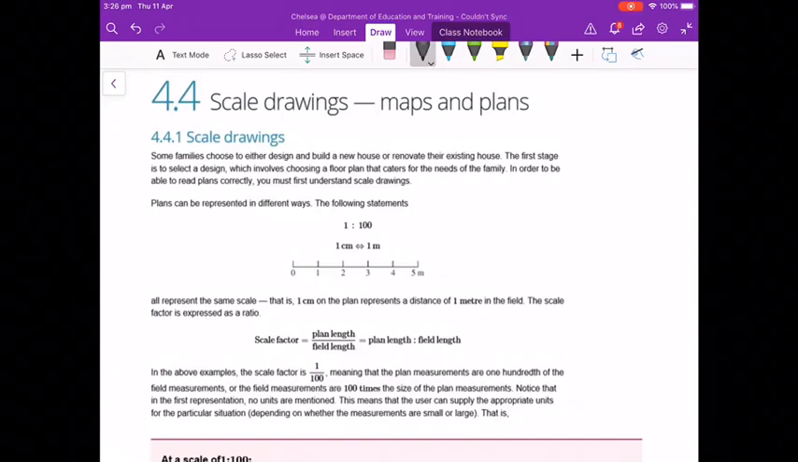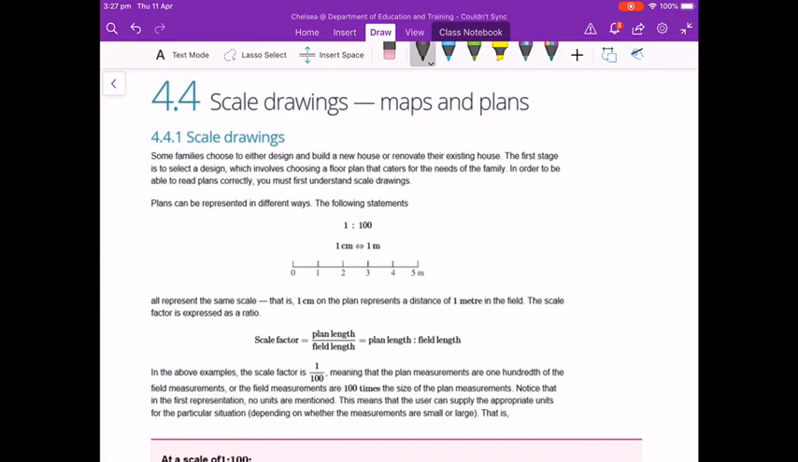Today we are looking at scale drawings using maps and plans. Now, some families choose to either design and build a new house or renovate their existing house. And the first stage is to select a design, which involves choosing a floor plan that caters for the needs of the family. And in order to be able to read plans correctly, you need to understand how scale drawings work.